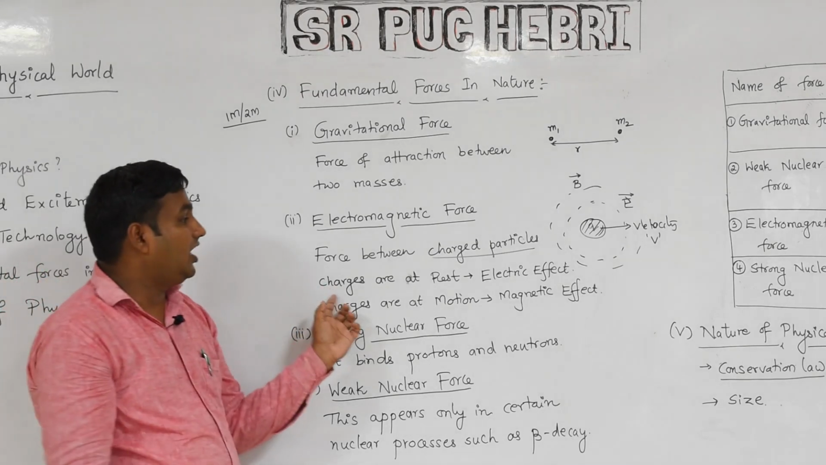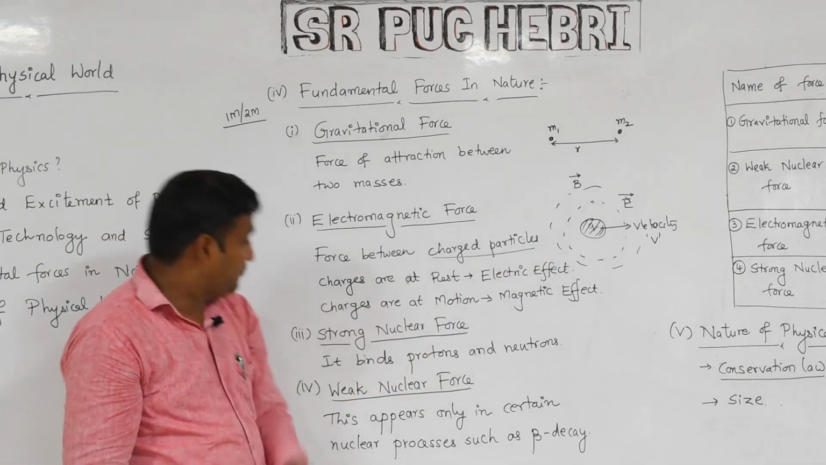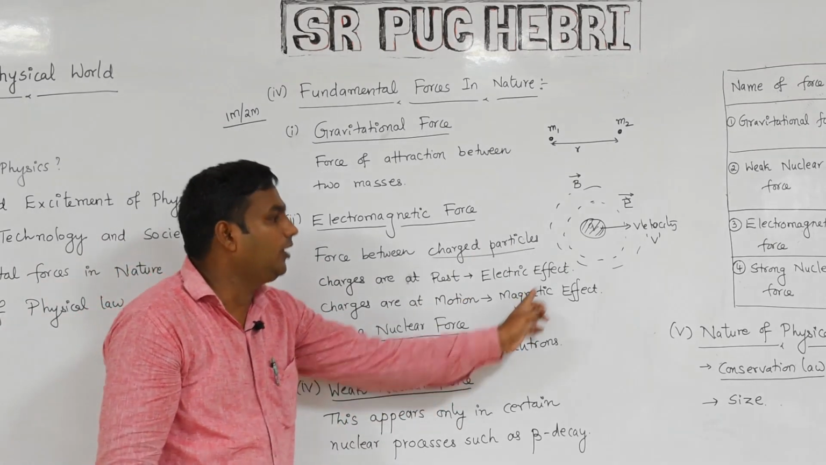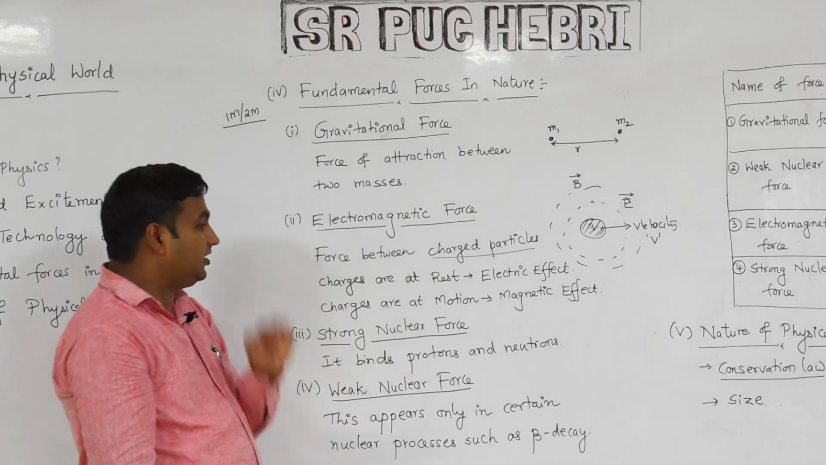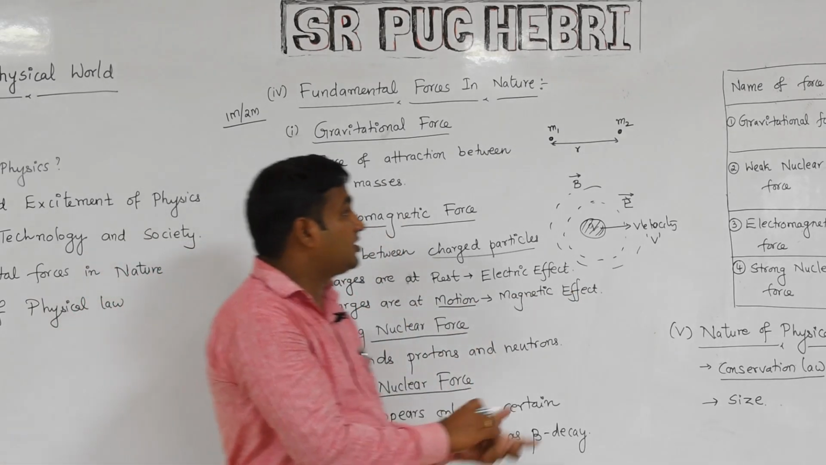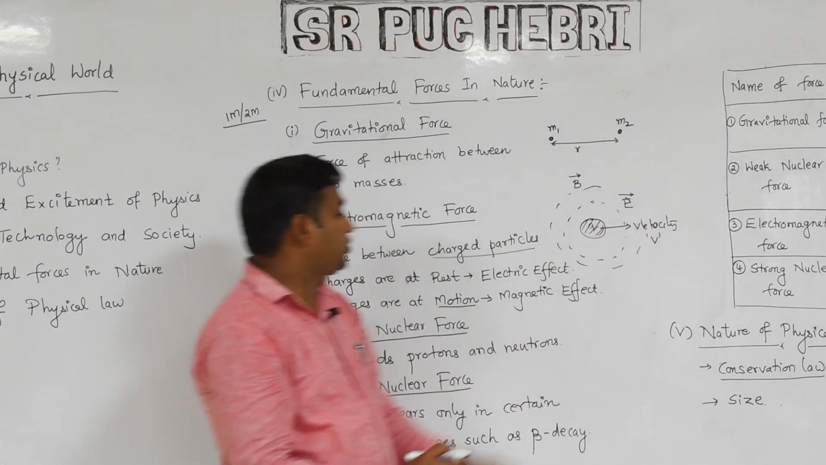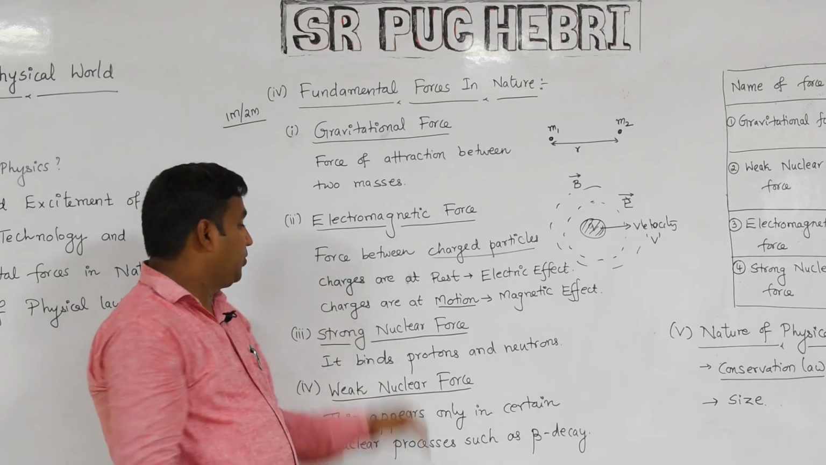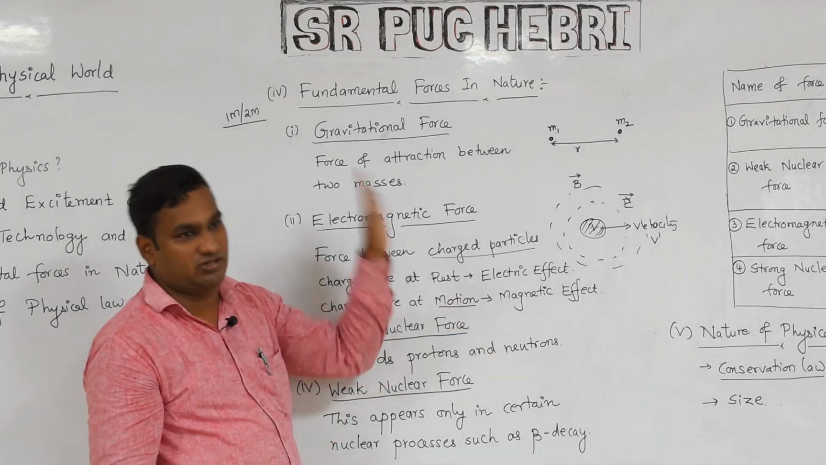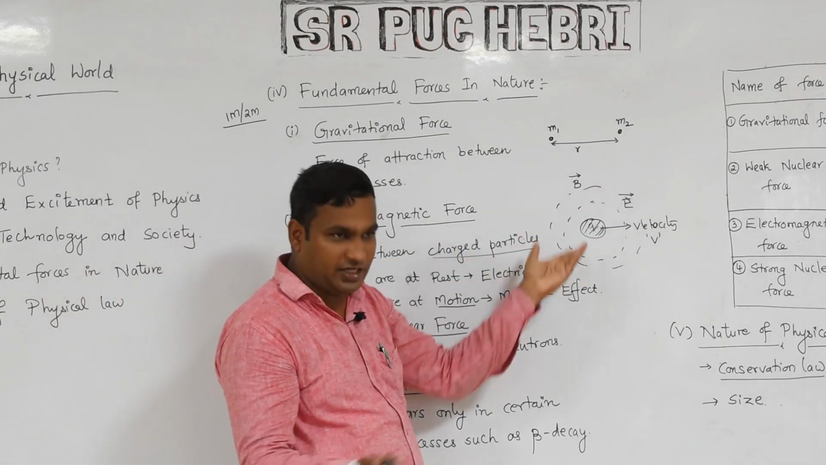If charges are at rest, we can see only the electric effect. If charges are in motion, we can see the magnetic effect. And here the important thing is, in motion we can see the electric field as well as the magnetic field. Usually, to get the magnetic effect, we have to assume the condition that charges are in motion. If charges are at rest, we can see the electric field, but there is no magnetic field.